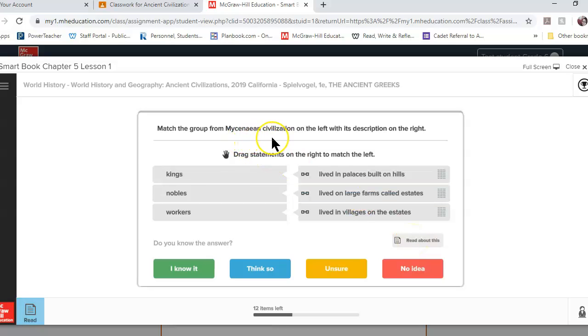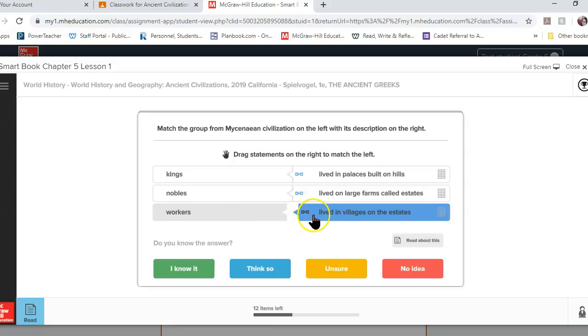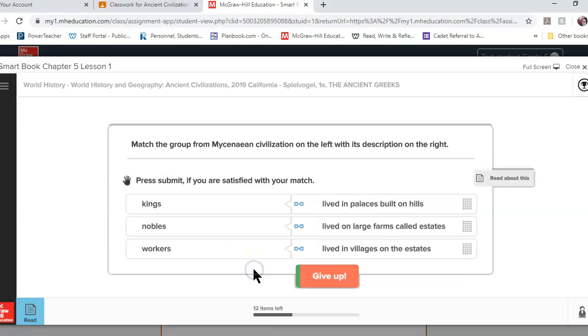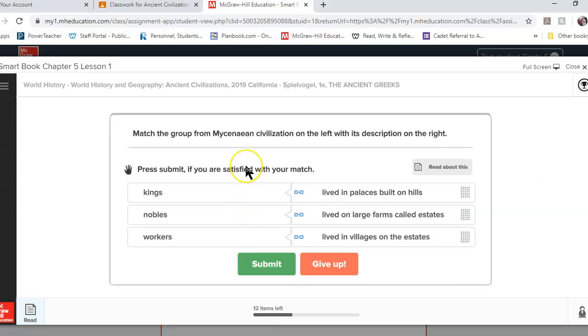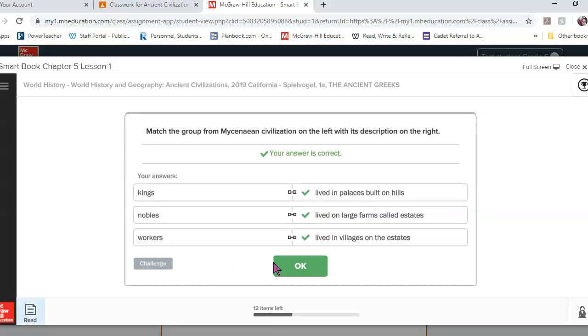Match the group of Mycenaean civilization on the left with its description on the right. So I think I might know this one. Kings, they lived in palaces, I think. Nobles lived on large farms called estates. Workers lived in villages on estates. I think that's exactly the way it needs to be. Yeah, it looks like it. Submit. Yes, I got it right.